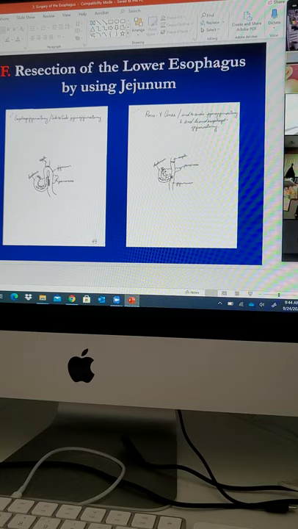Okay, all right, so that one is going to be a resection with the jejunum. Okay, so this is probably everything you have to know for the exam.